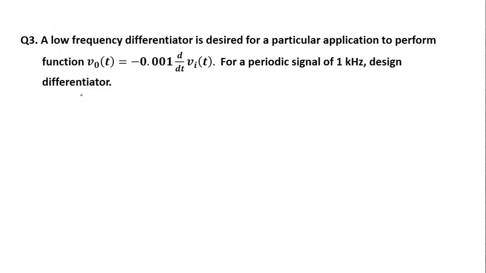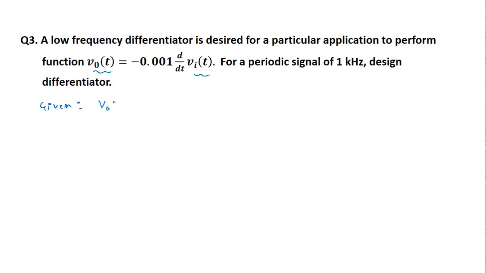Question number 3: a low frequency differentiator is desired for a particular application to perform the function V0 of t, which is the output voltage equation, equal to minus 0.001 d by dt of Vi of t. This is the input voltage and this is the output voltage. For a periodic signal of 1 kilohertz, design the differentiator. So we have to design the differentiator for the given output voltage equation.